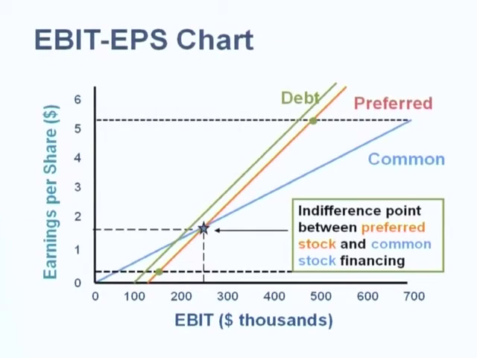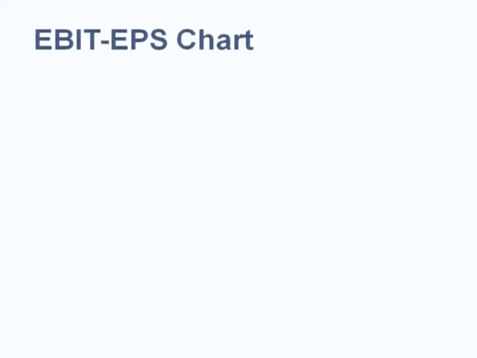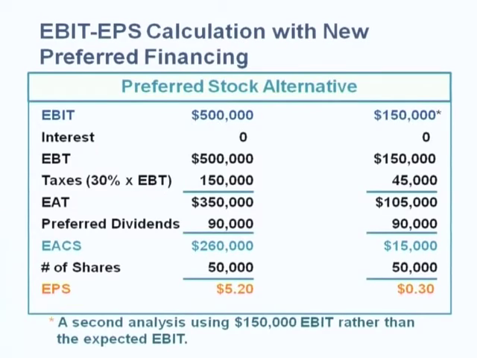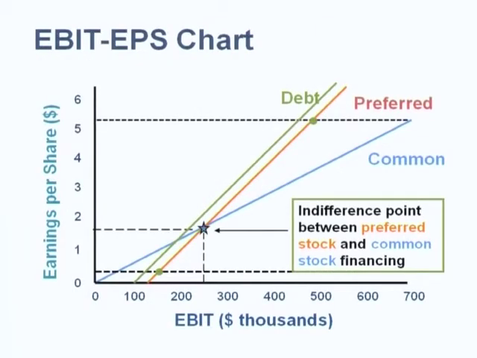You see 500,000. Look at the preferred stock line, right? You get the first dot, which is the right dot of preferred stock, but you need to draw the line. You have to assume the other expected EBIT 150,000, right? Do the same thing, you get EPS 0.3. You get the left dot of the preferred stock line. So as you can see from this picture, the cross section between preferred stock and common stock is the indifferent point between preferred stock and common stock financing. Okay, this is EBIT EPS.